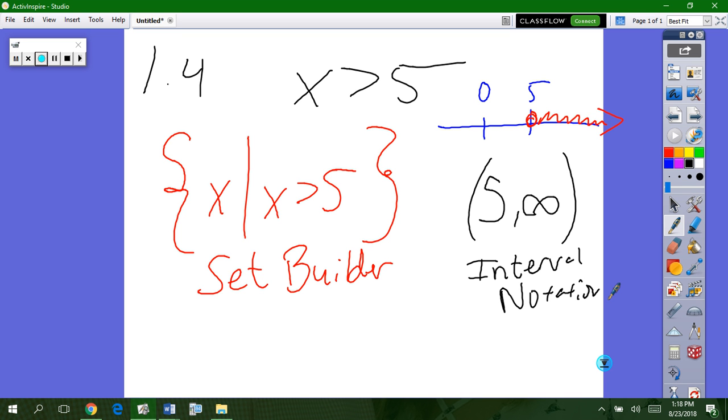Okay, so today on your homework, a lot of times you're going to be answering the problem via graph, via set builder, and interval. Okay? You agree with me on that? Let's get to a problem.